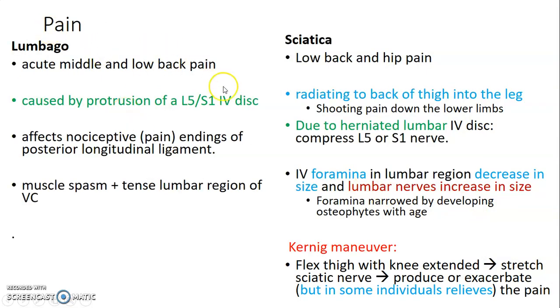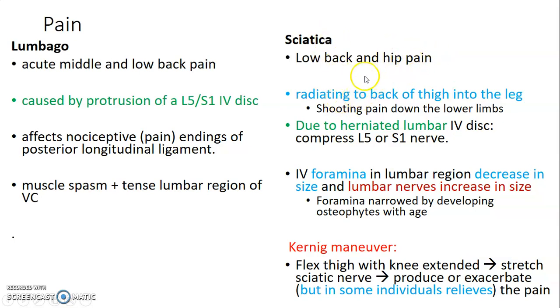All this will lead to pain, low back pain, we call it lumbago, when you have protrusion of the L5-S1 IV disc. And remember, you have the posterior longitudinal ligament that has pain fibers, so you feel pain, and there will be muscle spasm because of pain. The muscles will tense. Lumbago is low back pain. Sciatica is low back pain and hip pain. So that's the difference.